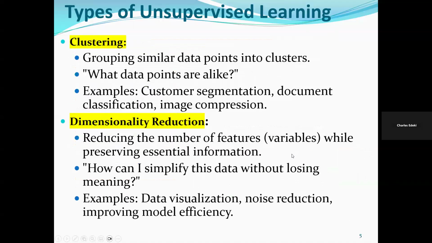So what are the types of unsupervised learning? Here we have clustering. Clustering means grouping similar data points into clusters. If they are almost similar, they will be in the same cluster. If they are dissimilar, they will be in different clusters. So the goal of clustering is to group a set of data objects into subset clusters, such that the objects within the same cluster are more similar to each other than those in other clusters.